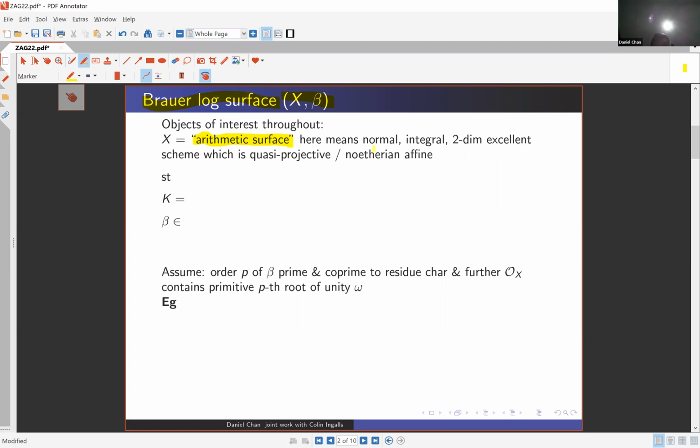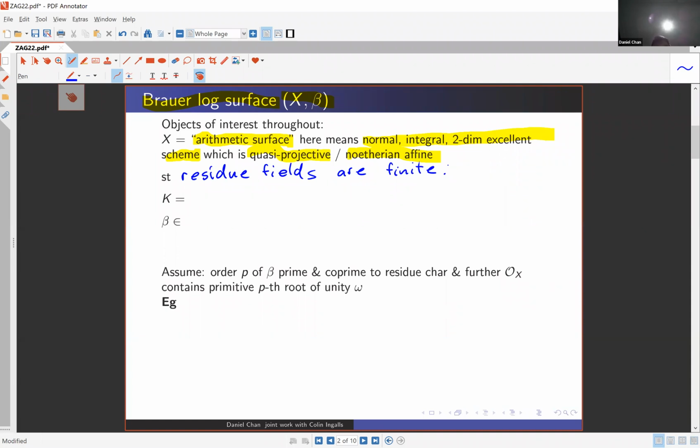Firstly, this will just be a normal integral two-dimensional excellent scheme. And for technical reasons, I want it to be quasi-projective over some Noetherian affine scheme. So there's still a fair bit of flexibility in what that is. And the adjective arithmetic, I haven't put that bit in here yet. It's arithmetic in the sense that the residue fields here are finite. I'll give examples of the typical types of things that I'll look at a little bit later, but this is the situation that we're looking at.